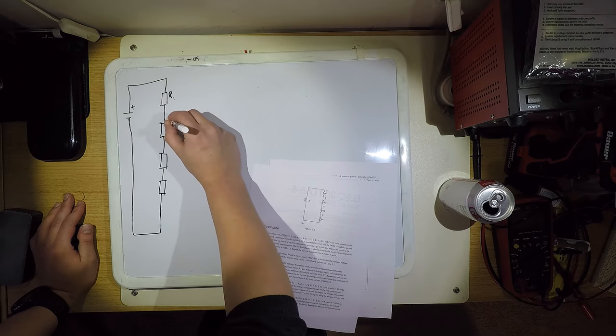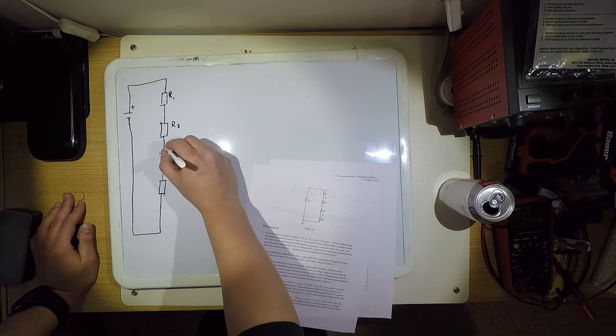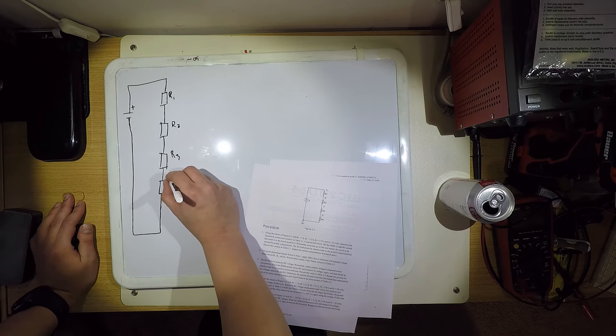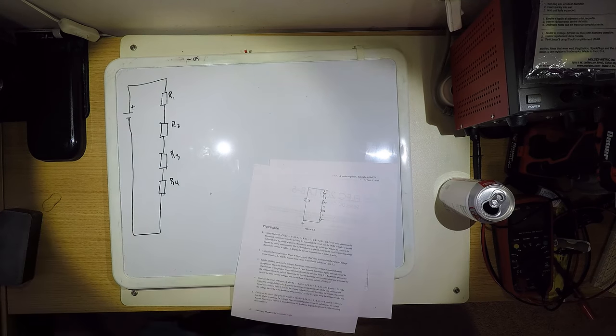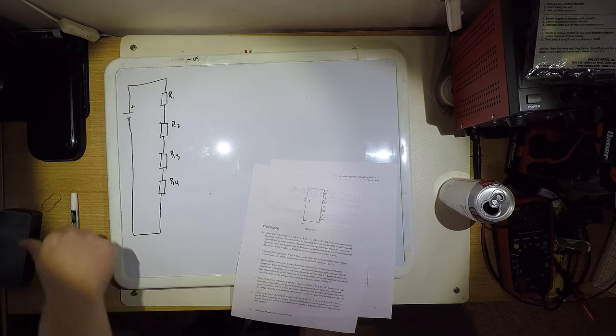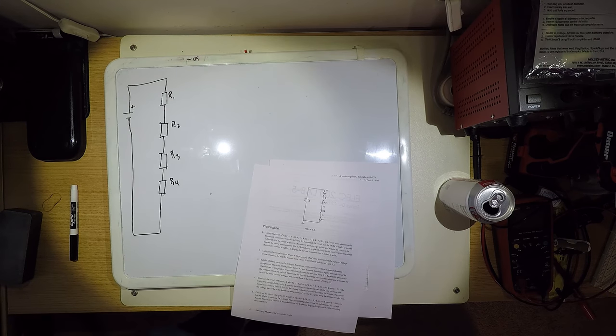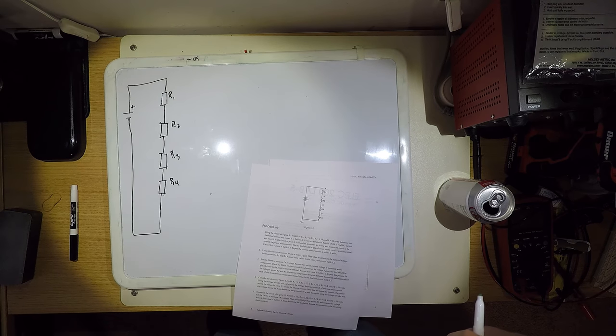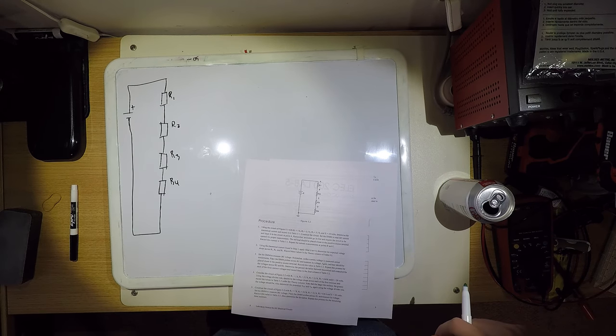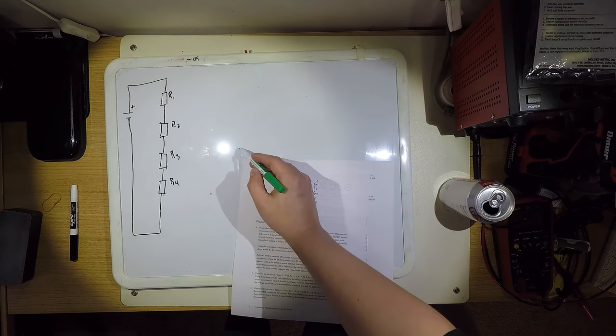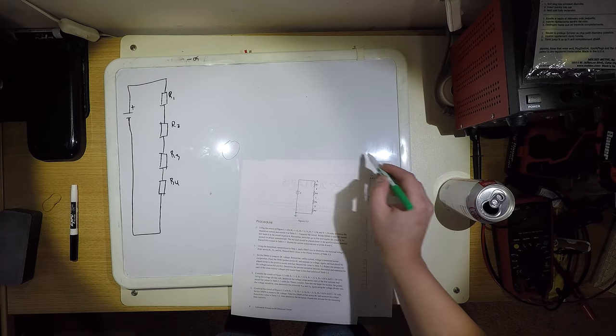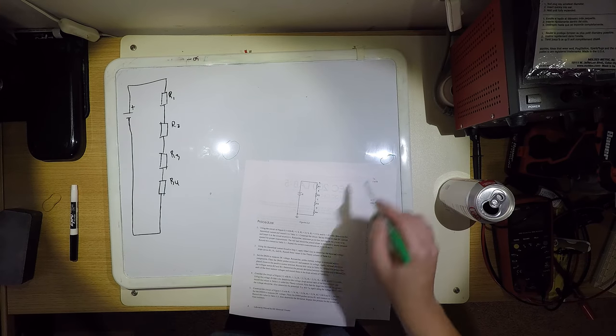R1, R2, R3, R4. And the values of these are, I think I've been doing values in green, so I'm going to continue doing that. Hopefully there isn't a glare spot on anything. Good, so spots to avoid are this and that.